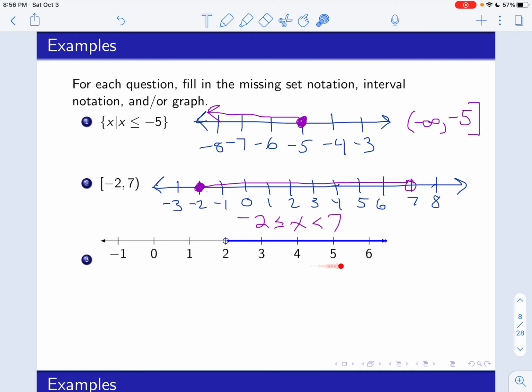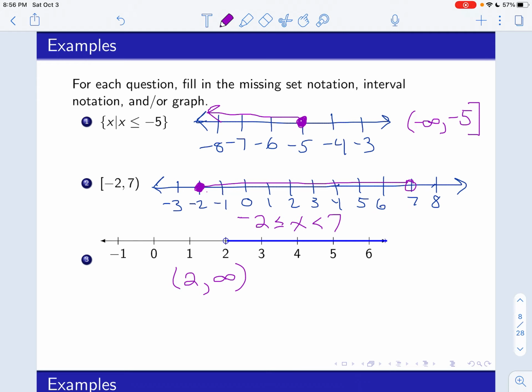All right, for the last one, I have a number line, I have a graph. And so I need to give the interval notation and the set notation. If I was going to write an interval notation, I noticed that it has an open circle at 2. So it's going to start with a parentheses and a 2. And it's got an arrow that's going forever to the right, so that's an infinity. And we said that infinity always gets parentheses.